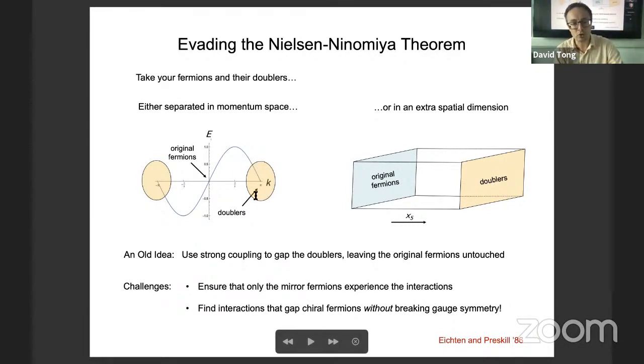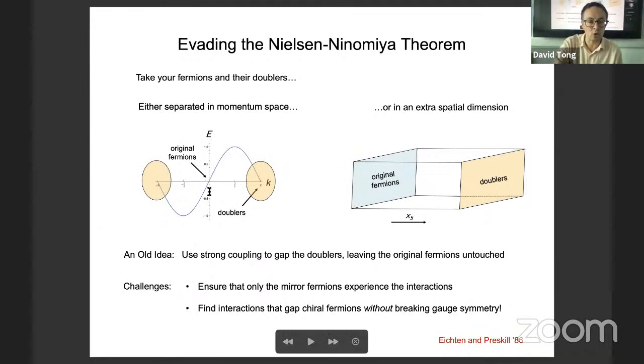And challenge number two is to try and turn on strong coupling effects in such a way that the chiral fermions that sit at the edge of the Brillouin zone all get a mass, but they get a mass without breaking the gauge symmetry that you care about. So suppose the gauge symmetry is the standard model.